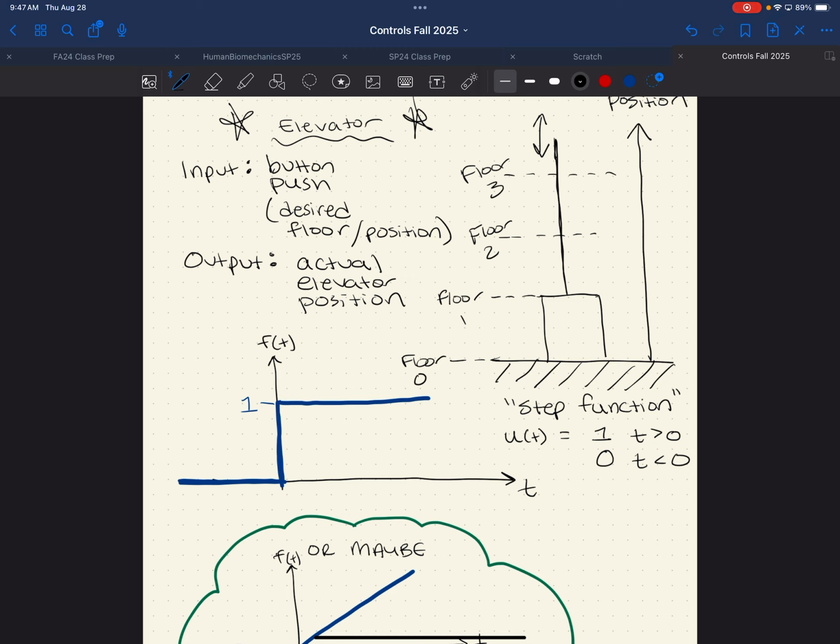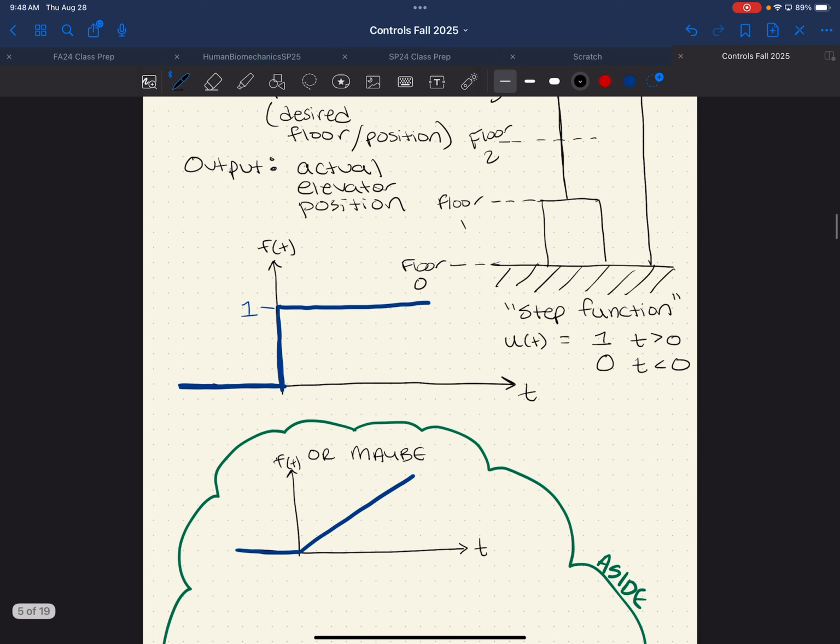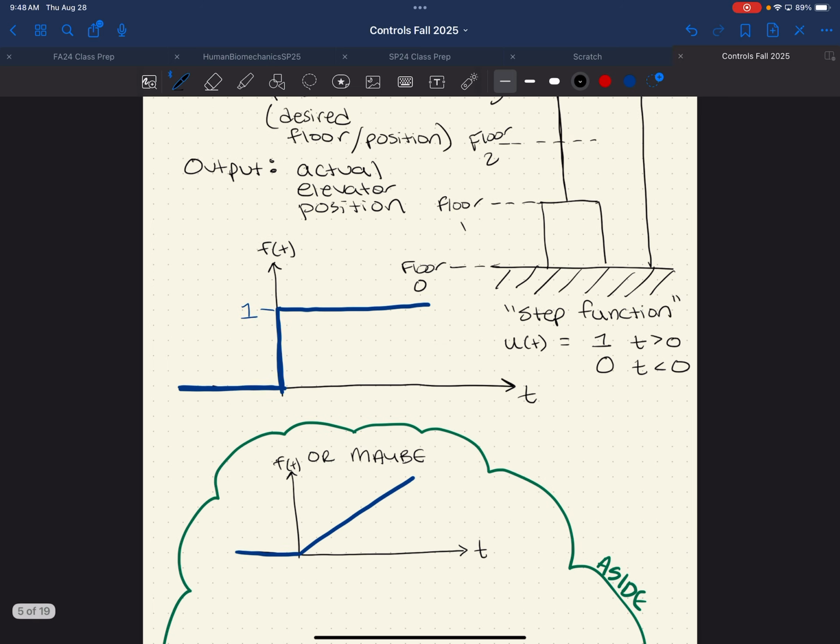But in other systems, like I said, we're going to look at a ton of different systems this semester. In other systems, our input might look a little bit different. It might not be a jump from 0 to 1. So in your book, there's actually all of these other input functions that we're going to look at and analyze our system response to. So we have another very special function here. What do we call this one? I heard it, R? Ramp function.